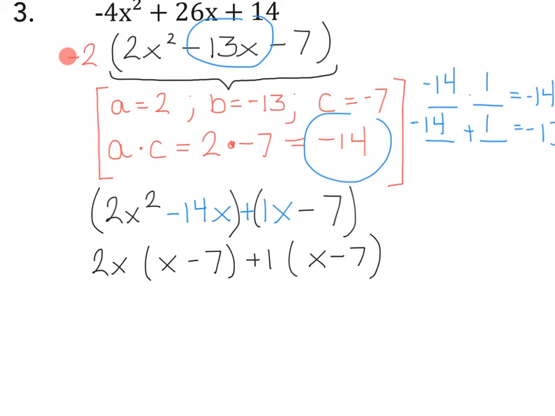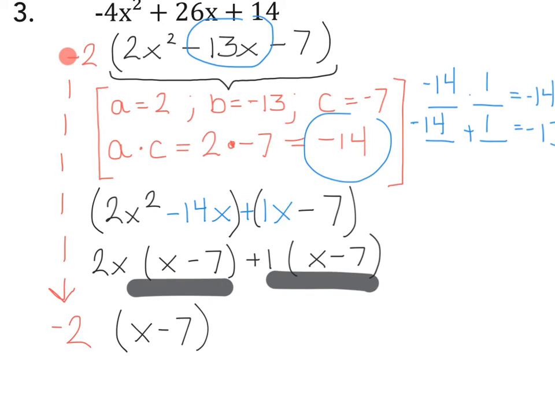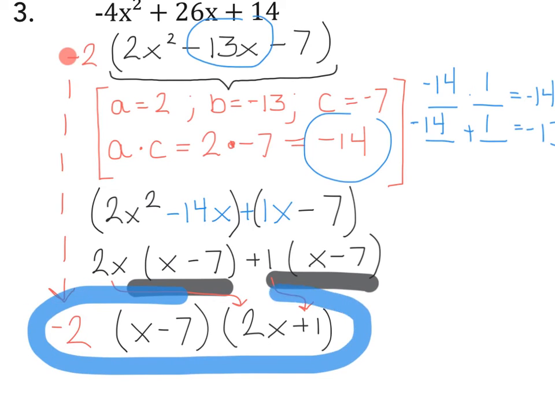So for our final answer, we need to make sure we remember our GCF. We're going to bring this down. So our GCF of negative 2 factors back in. We have x minus 7 as our common factor, right here. And we have our two GCFs, 2x plus 1, and they come from here. Your final answer: negative 2 multiplied by, in parentheses, x minus 7 multiplied by 2x plus 1.